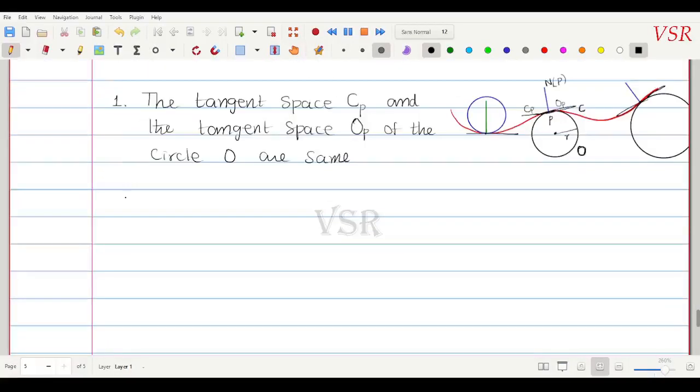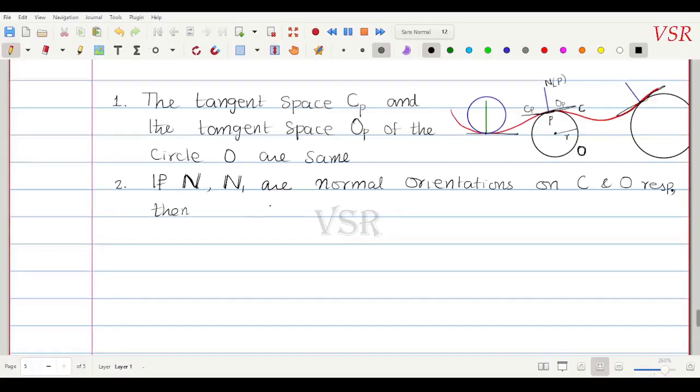The second point, number 2: if this is N, the normal direction in p, if N and N1 are normal orientations on C and O respectively, then this N of p, since the point p lies on both C and O, the normal direction on C and the normal direction on O will be the same. Both are in the same direction, which means these two are consistent.